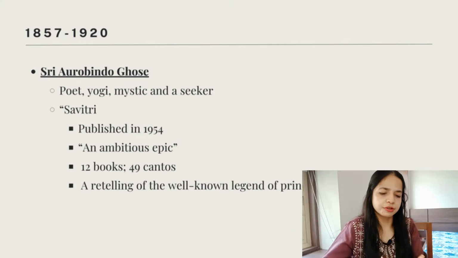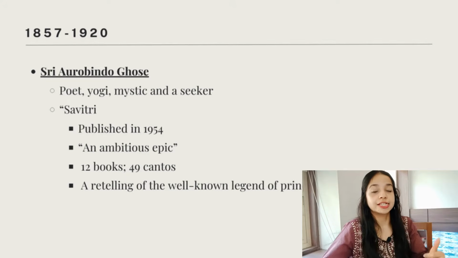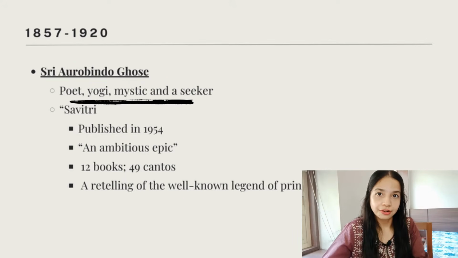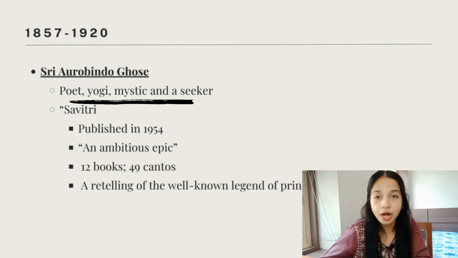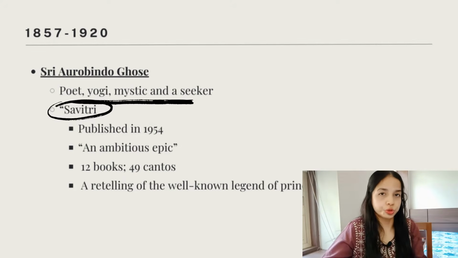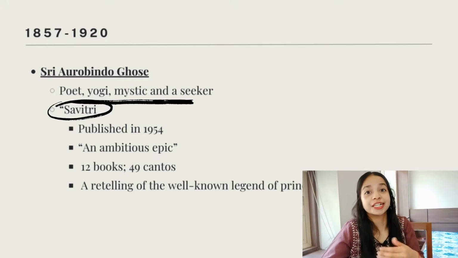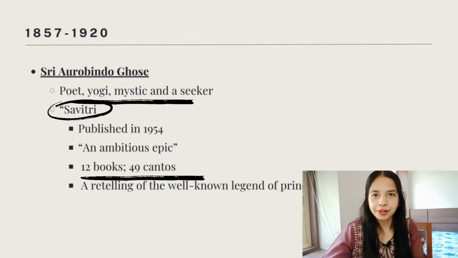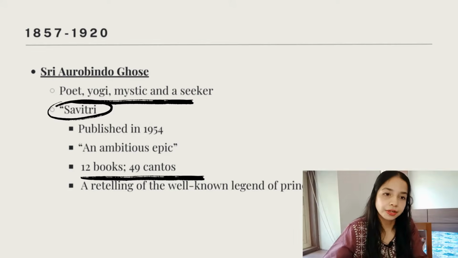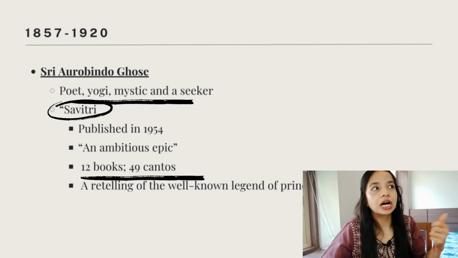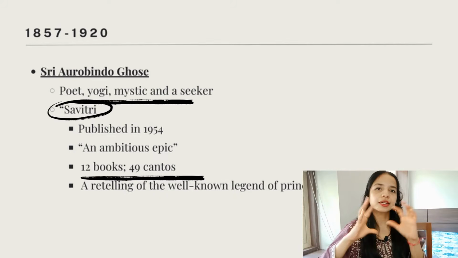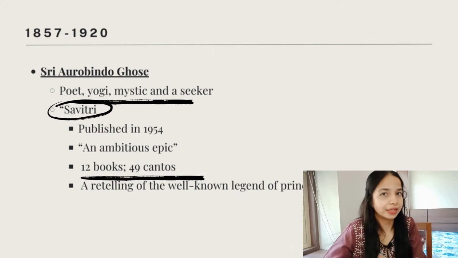The second most important figure writing during this point of time was Sri Aurobindo Ghosh. Sri Aurobindo Ghosh is considered to be one of the most important poets, and not just poets of Indian English literature. He is a yogi, a mystic, a seeker, right, who, especially in terms of Indian English literature, is popularly known for his work Savitri. Savitri is a huge work. It's his magnum opus. It was published in 1954. It is divided into 12 books, 49 cantos. It's a retelling of the well-known legend of Satyavan and Savitri, wherein Savitri goes to death, fights with death to get her husband's soul back, right? So this is the entire story written in a very beautiful manner by Sri Aurobindo Ghosh.